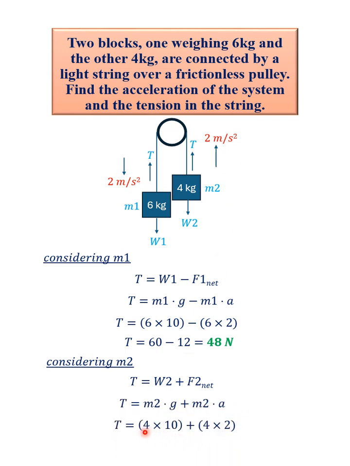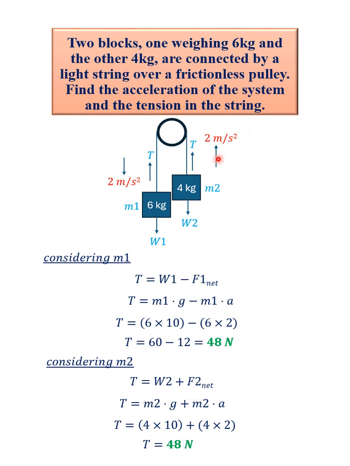Putting values, 4 is the mass times 10 for the acceleration due to gravity plus 4 times 2. Remember, 2 is the acceleration. 4 times 2 is 8, 4 times 10 is 40. 40 plus 8 gives us 48 Newton. So you can see that the tension is the same. Whether you consider mass 1 separately or you consider mass 2 separately, you are going to get the same answer as tension. So feel free to use any of them in your calculation. But for purpose of explanation, I have done both to clarify the need to solve with either of them.